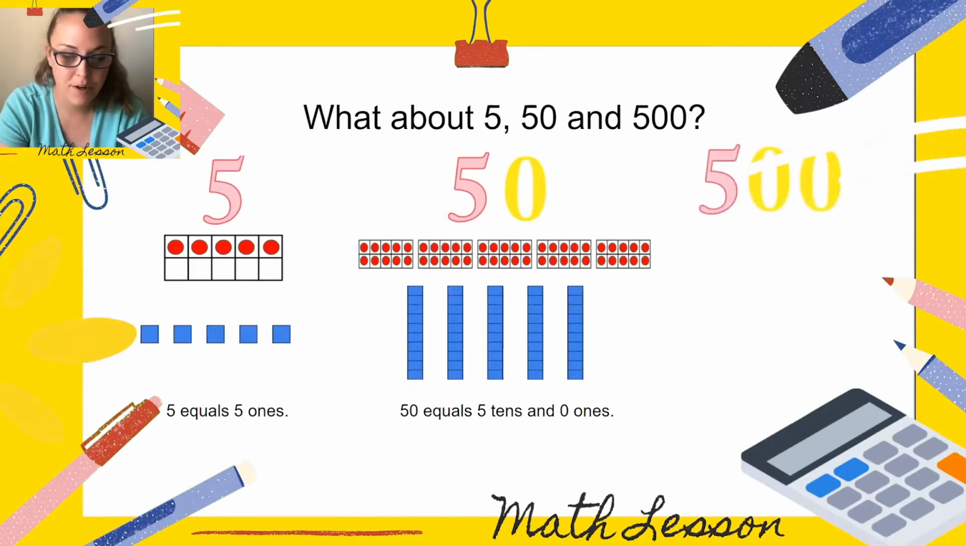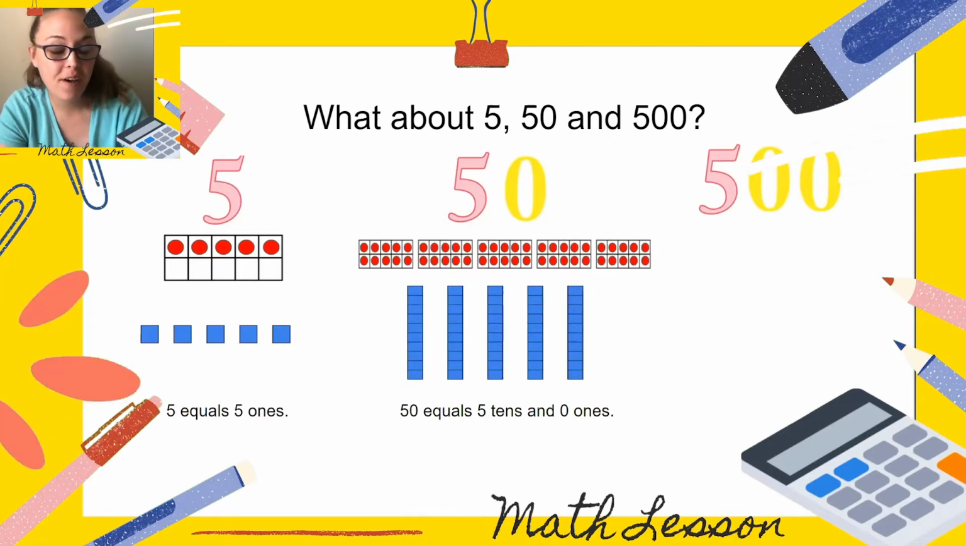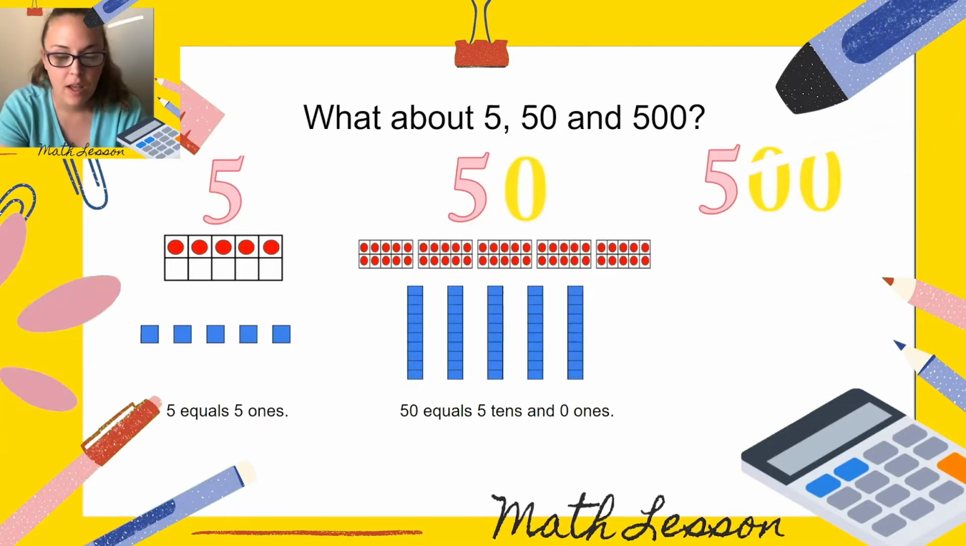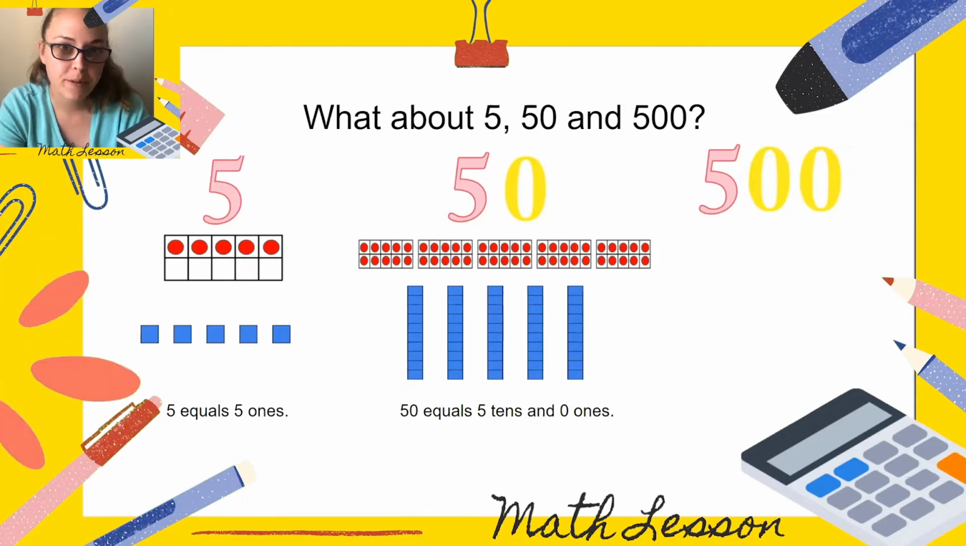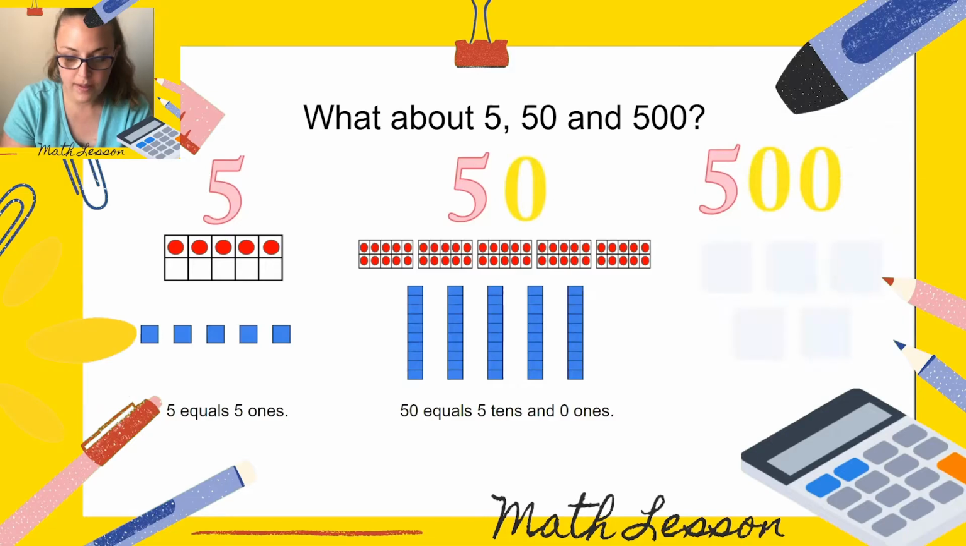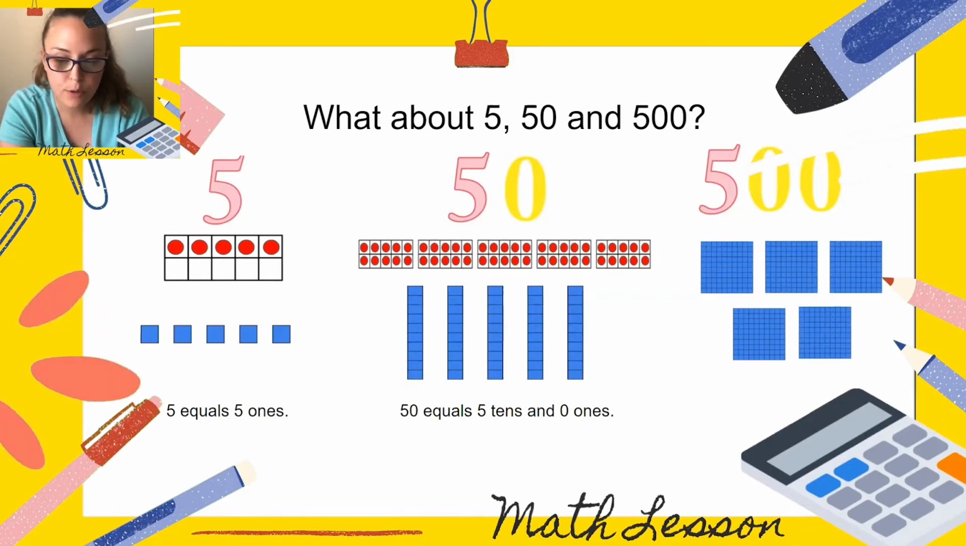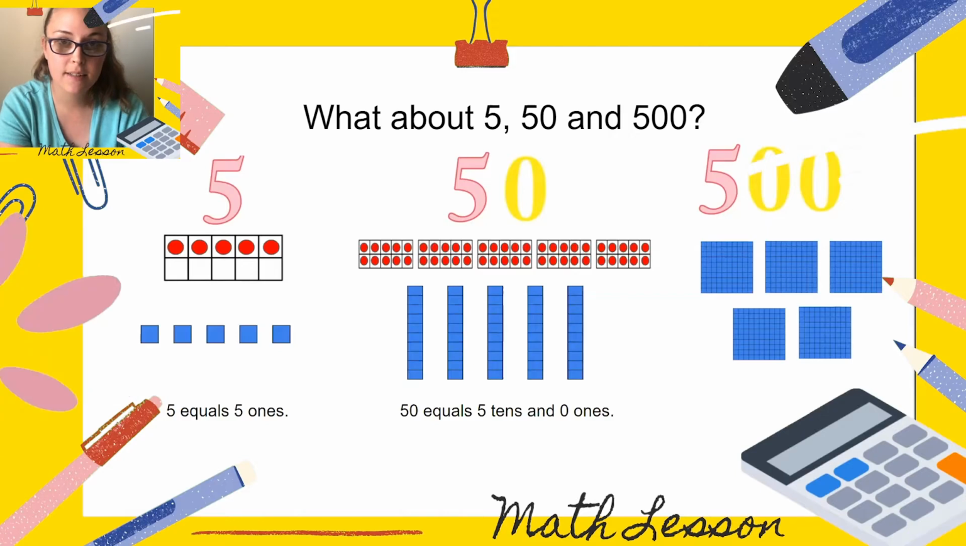How is this number different than 50? Did you say it has another 0? If so, that's the right idea. 500 has 2 zeros. And what does that mean for us? Well, it means that when we model it, we have to use hundreds flats. So each of these blue squares is filled with 100 smaller blue squares. Counting by 100s is a lot like counting by tens.